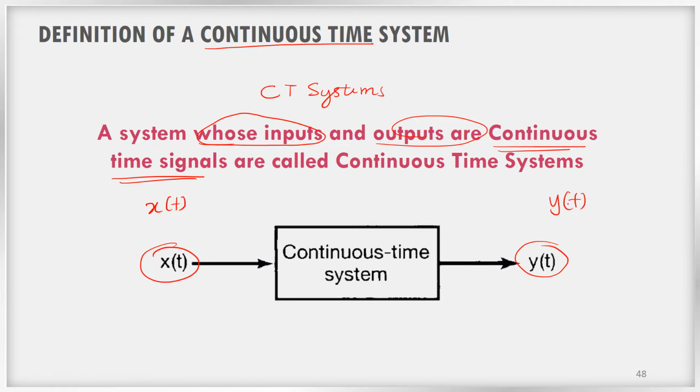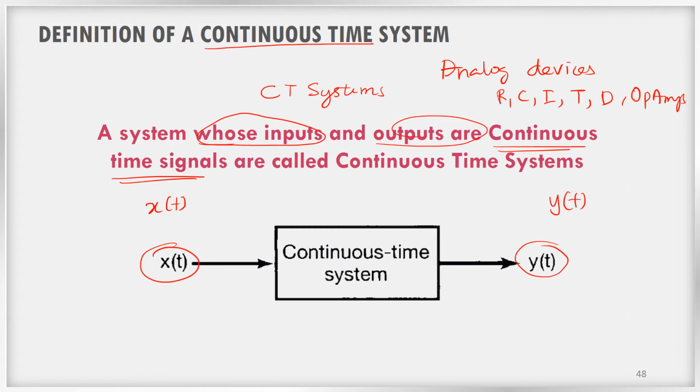So what are continuous time signals? That we have already discussed in the second lesson, that is classification of signals. So a system whose inputs and outputs are continuous time signals is called a continuous time system. Normally we use analog devices to process such signals. For example, resistor, capacitor, inductor, then transistor, BJT transistors, diode, all these elements are used to process. Even op-amps are used to process such kind of signals and to get output.